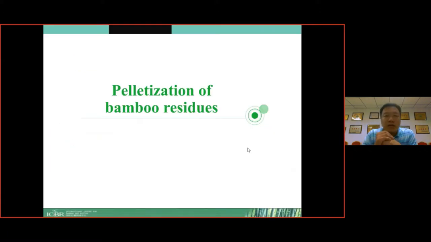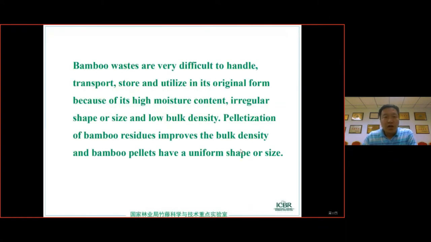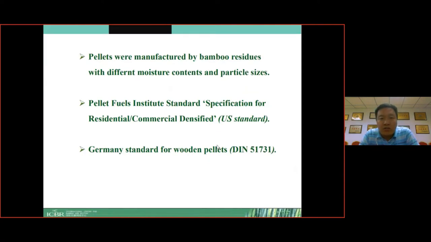Now I introduce the pelletization of bamboo residues. Bamboo waste is very difficult to handle, transport, store, and utilize in its original form because of its high moisture content, irregular shape and size, and low bulk density. Pelletization is an effective method to solve this problem. The bamboo pellets were manufactured from bamboo residues with different moisture content and particle size, and their properties were determined according to the US standard specification for residential and commercial densified fuel, and a German standard for wood pellets.